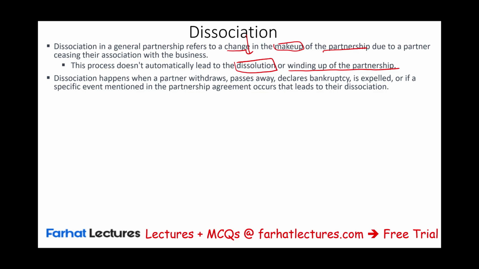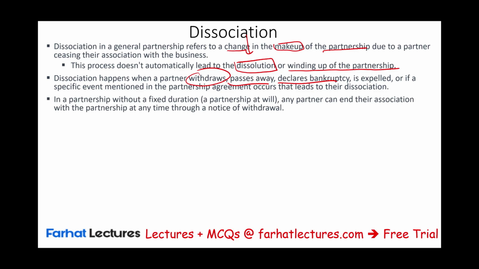Dissociation happens when a partner withdraws. You could always withdraw from a partnership. The person passes away, they die, they declare bankruptcy, or are expelled, or if a specific event mentioned in the partnership agreement occurs that leads to their dissociation. There might be some event that if that event happens, you leave, you get married, or whatever. It doesn't matter what the event is, there's an event.